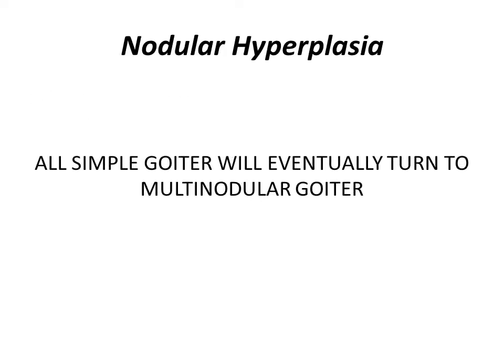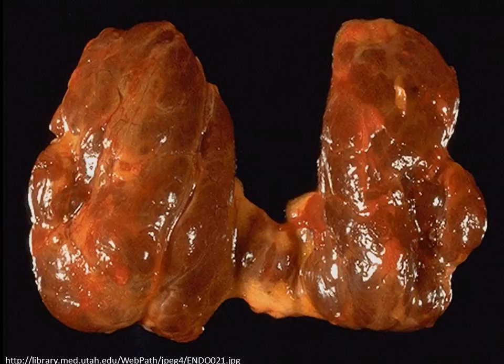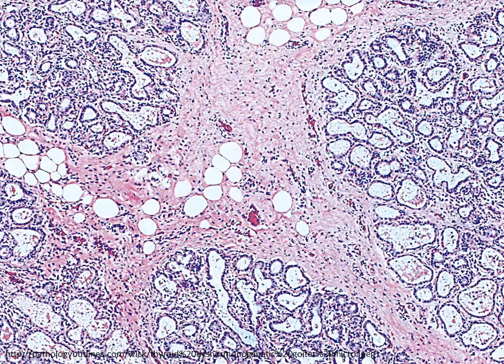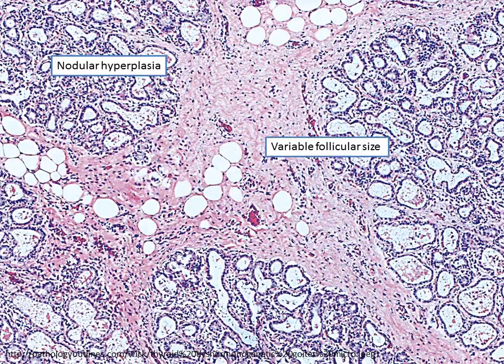Remember that all simple goiter will eventually turn into multinodular goiter. Grossly, you can see the bosselated appearance of the thyroid with the multiple nodules on the external surface, and the microscopic characteristic of this nodular hyperplasia with fibrous tissue and scarring. There's variable follicular size, and the papillary formation can occur.